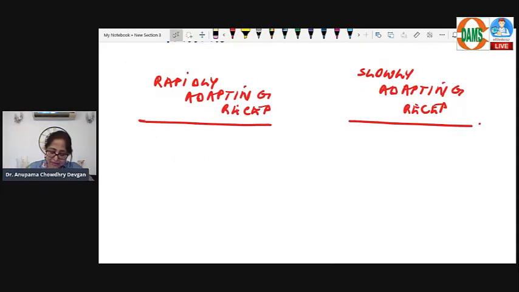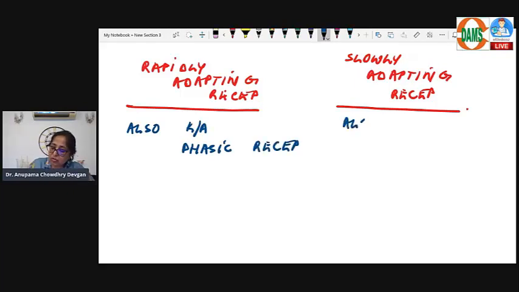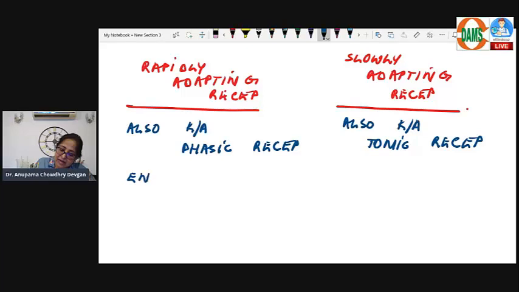Now, let's see, which are the rapidly adapting receptors? These are also known as phasic receptors, whereas the slowly adapting receptors are also known as tonic receptors. Phasic receptors are encapsulated nerve endings.